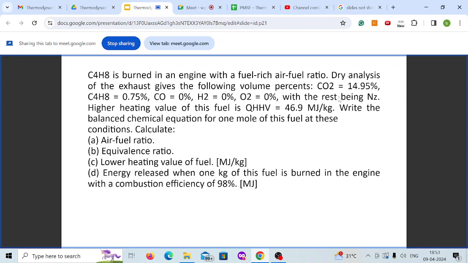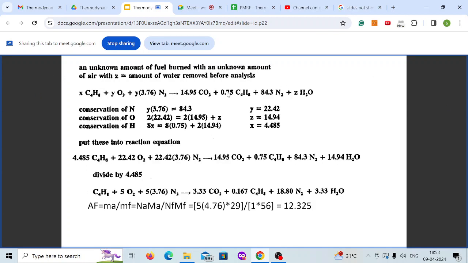So here too you are doing a dry analysis. So you have 14.95 plus 0.75, and that subtracted from 100 is the amount of nitrogen which is present. So that is 84.3. Now if you balance carbon, oxygen and nitrogen, if you do nitrogen balance, y into 3.76 equals 84.3. From there we will find out y is 22.42. So you require 22.42 moles of air.